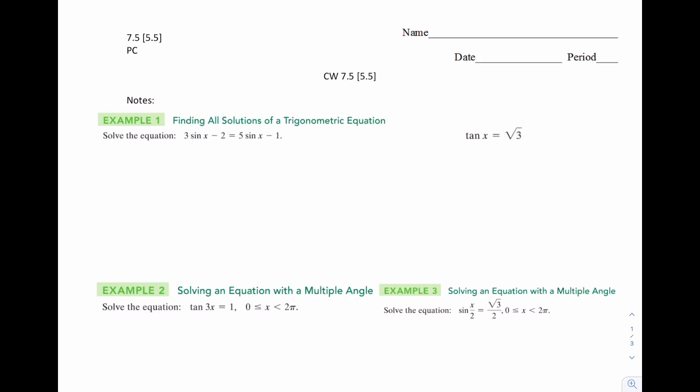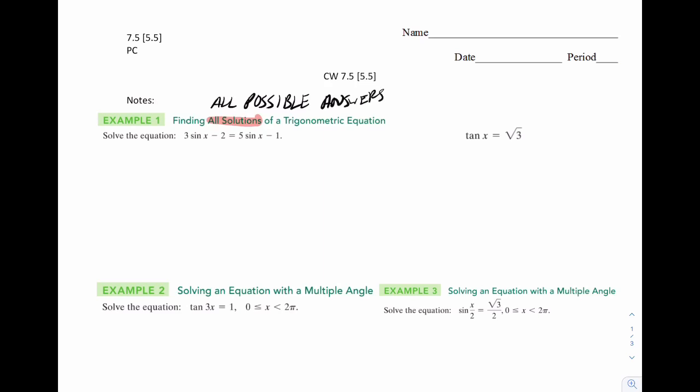The first thing you have to do is highlight this "find all solutions." Notice how there are no restrictions anywhere. So this means all possible answers here. Let's keep that in mind as we're going through the question.